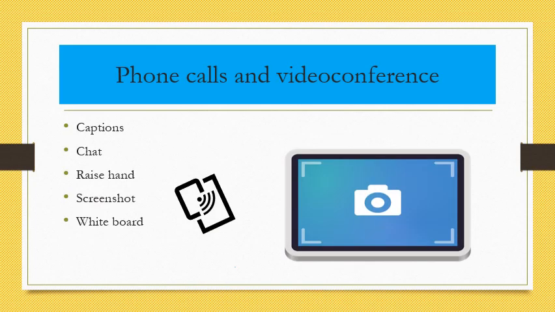Phone calls and video conferencing. If you're still using Zoom or Google Meet and so on, there are different things. Don't forget, you can use captions. Those put the words on. You can use chat. You can put little comments. You can put in links and so on. You can do the raise hand. You can take your screenshots. And in some cases there are whiteboards that you can use. For example, we've been using Jamboard, where you put something on and somebody else writes, and we have fun doing that all together.